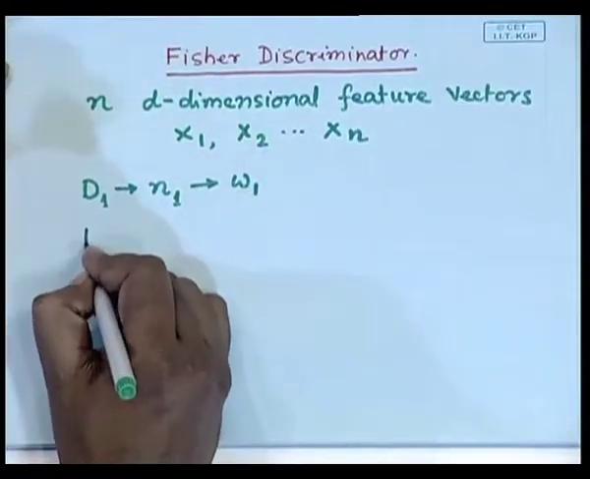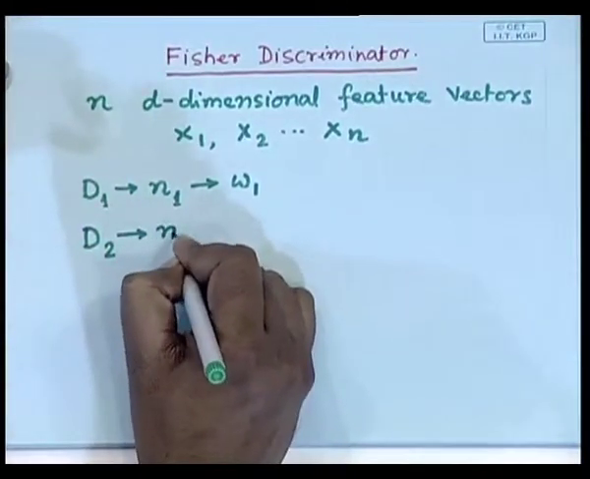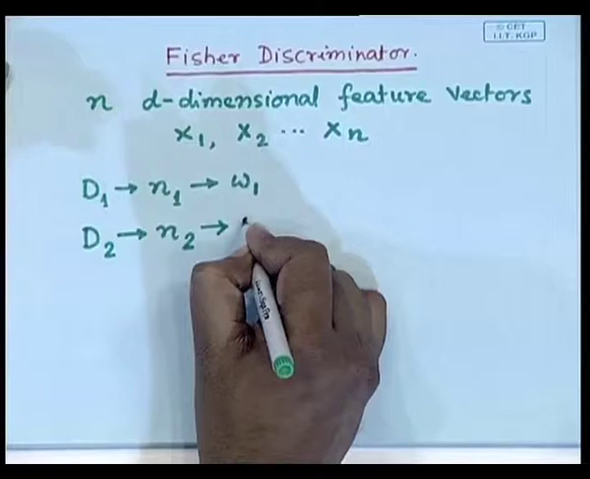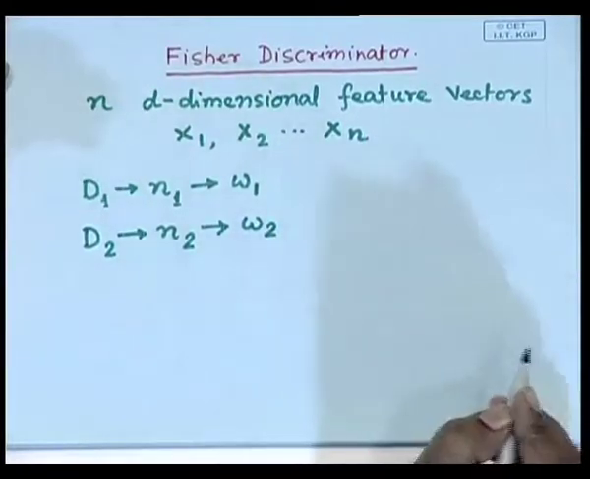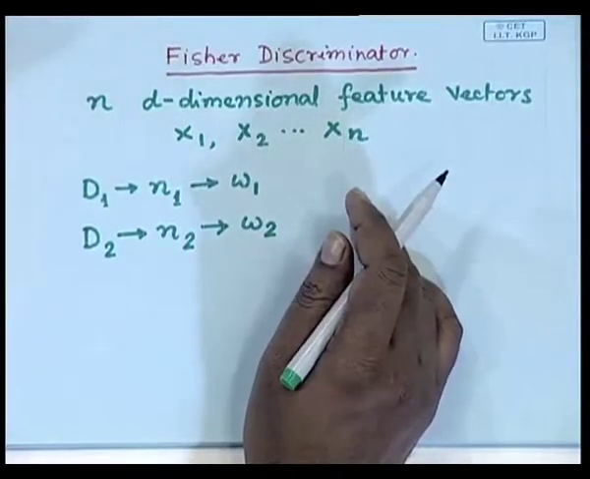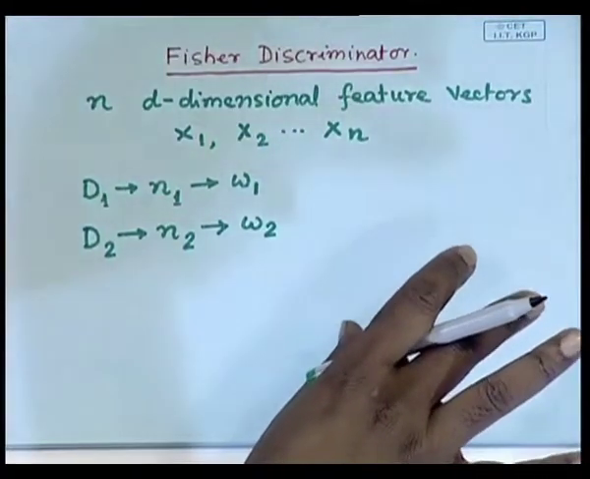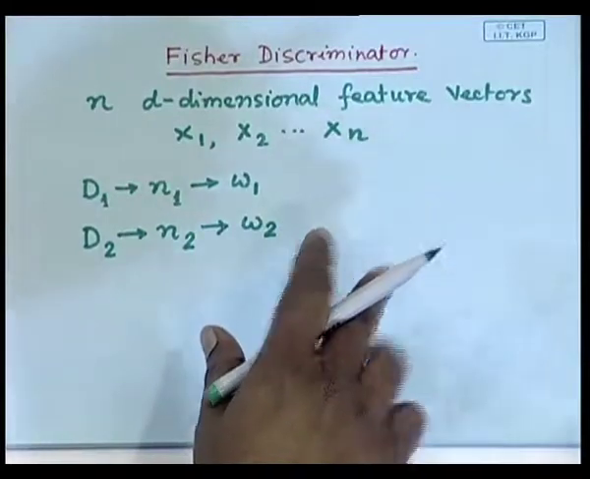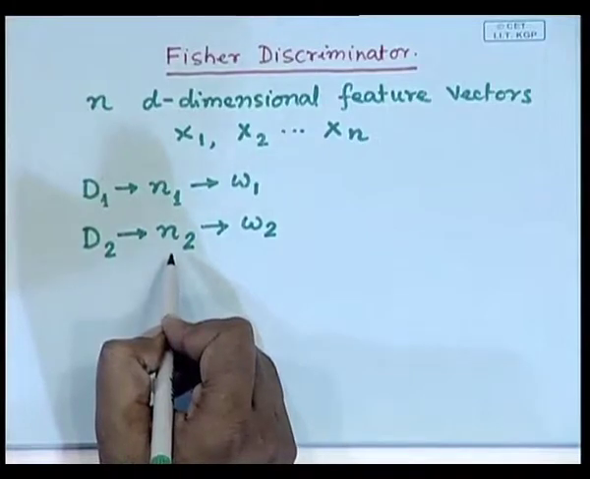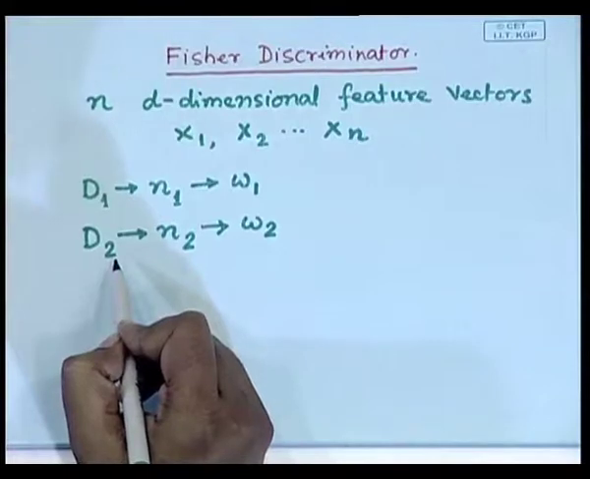Similarly, I have another set D 2 consisting of n 2 number of feature vectors, and these feature vectors are labeled as class omega 2. So, obviously, n 1 plus n 2 will be equal to n. N is the total number of feature vectors partitioned into two subsets: one consisting of n 1 feature vectors coming from class omega 1, which I call set D 1, and the other consisting of n 2 feature vectors coming from class omega 2, which is set D 2.